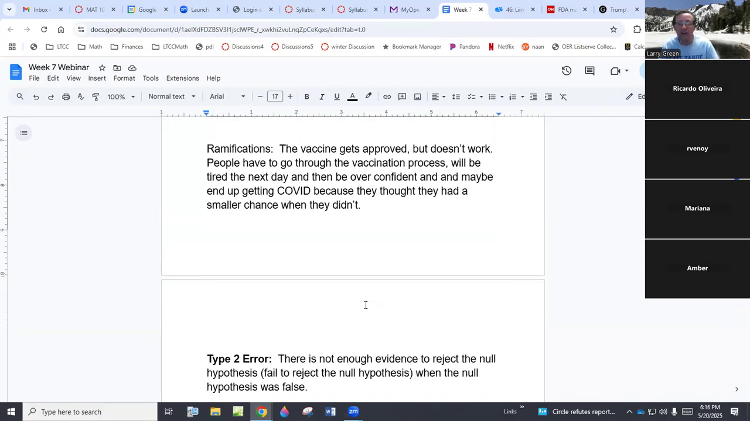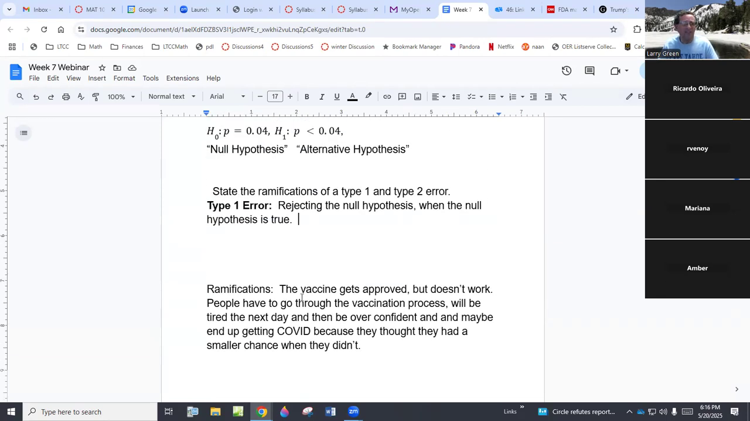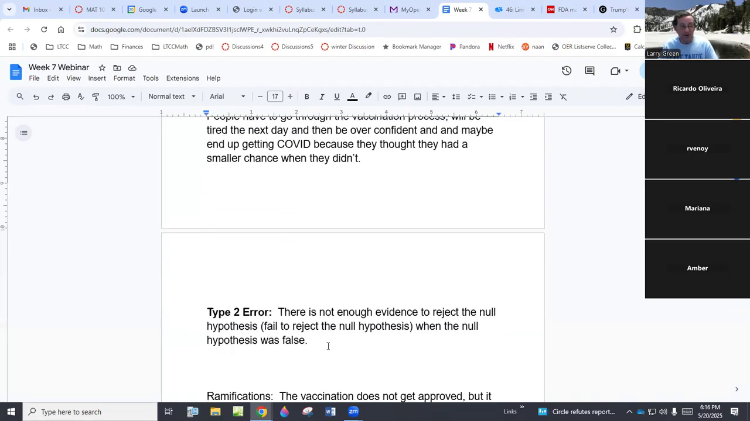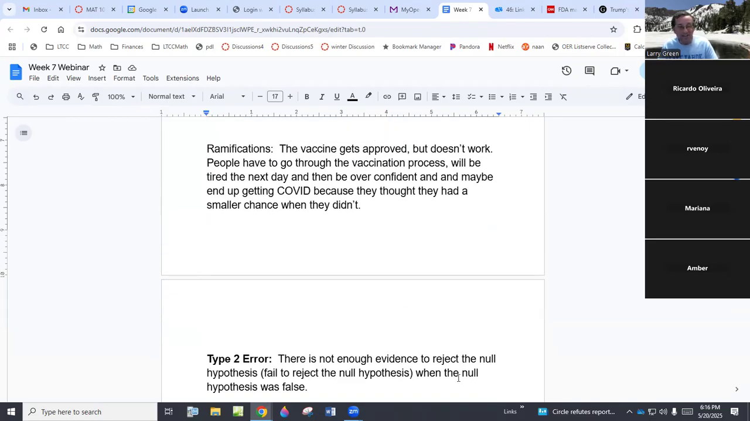Okay, now here's a type 2 error. By the way, often in medicine, they call a type 1 error a false positive. A type 2 error is there's not enough evidence to reject the null hypothesis. So we call it failing to reject the null hypothesis when the null hypothesis was false. This is a little bit confusing because it turns out you never accept the null hypothesis. That's really important to note. All you do is say, we don't know if the null hypothesis is true or false. So we just don't have evidence.